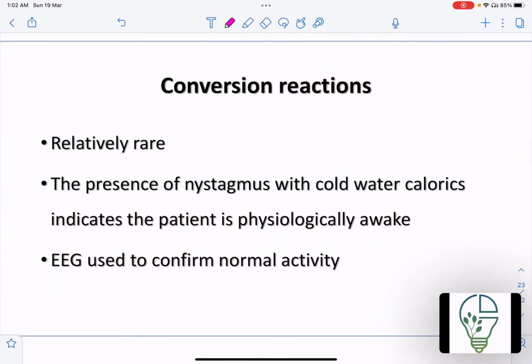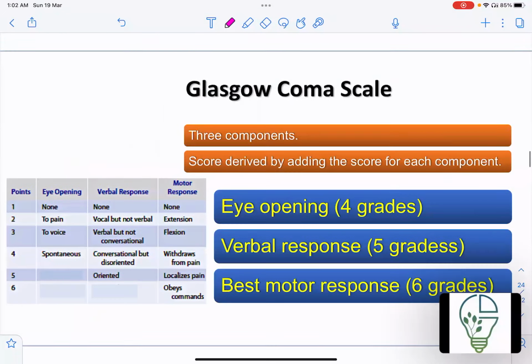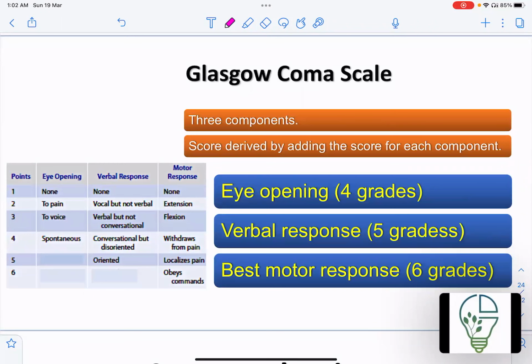Conversion reactions are relatively rare, but once you do the sniff test or the caloric reflexes, the patient is physiologically awake. They'll immediately be awake, and EEG is also done to confirm that there's nothing wrong with the patient. The other thing that we go through is the Glasgow Coma Scale, very important to memorize.